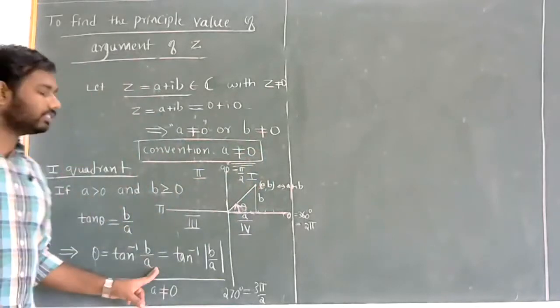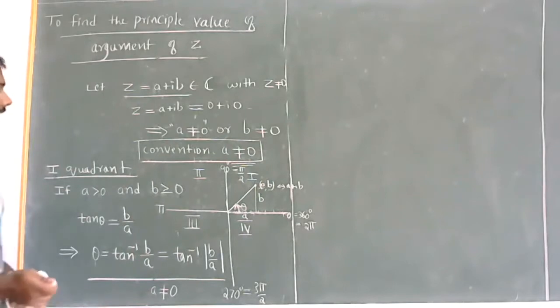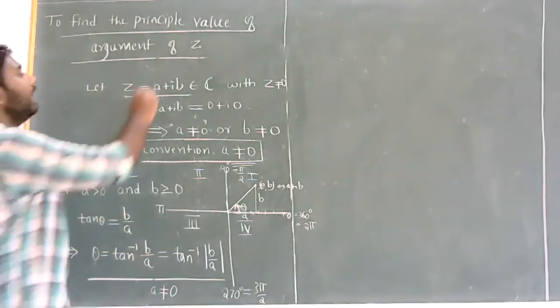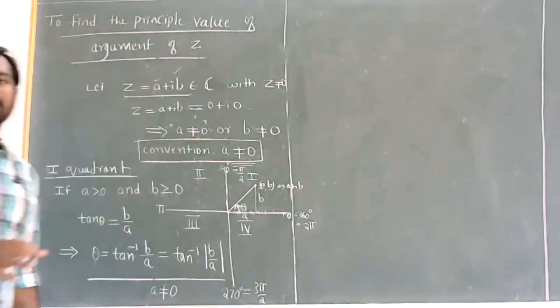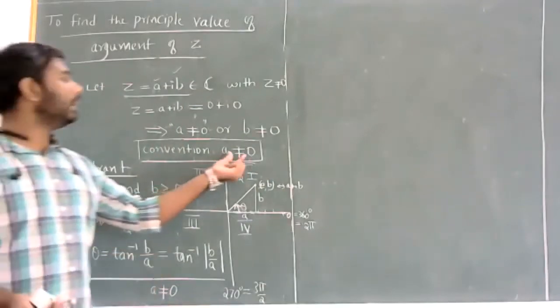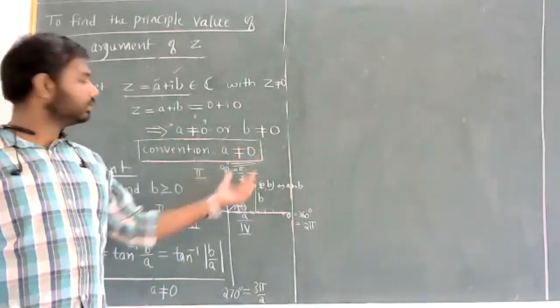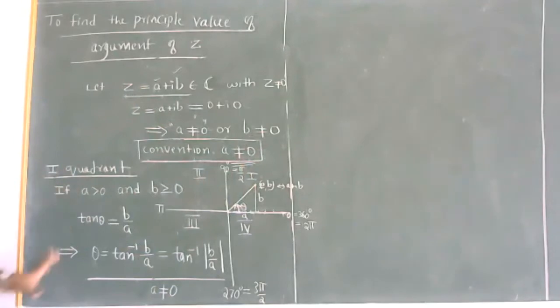So if A is equal to 0, then this number will approach infinite value. As we are discussing in general, A and B values are in general, just I am avoiding the 0 value. So I have taken the convention A is not equal to 0. B could be 0, right? Now this is the first case.